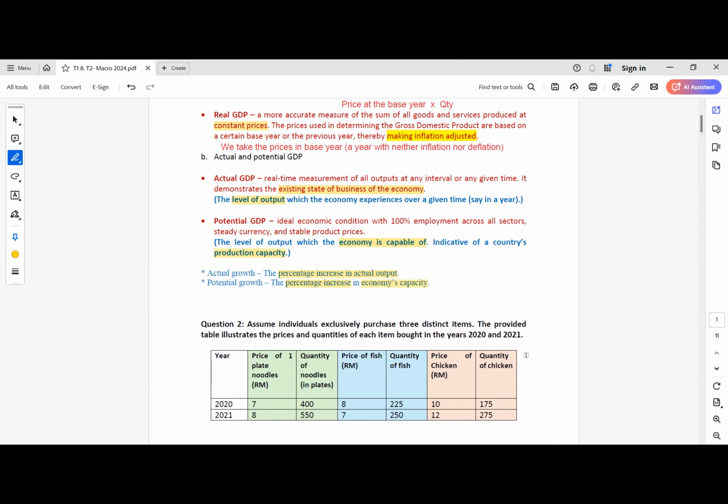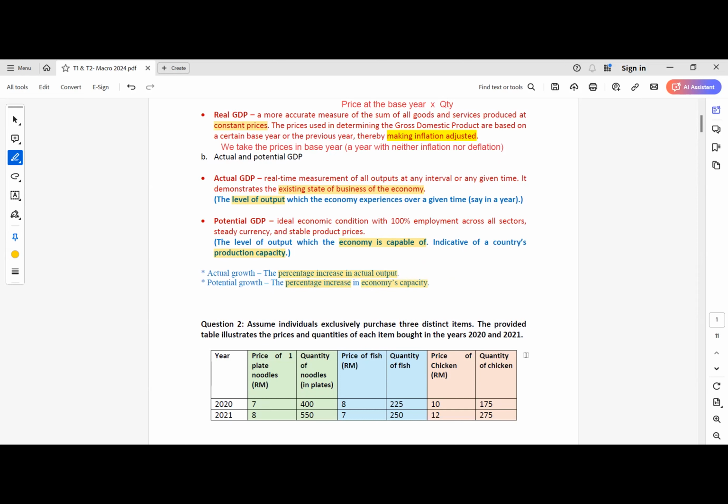Okay, now let's have a look at this calculation question. Assume individuals exclusively purchase 3 distinct items. The provided table illustrates the prices and quantities of each item bought in the years 2020 and 2021. Now, you are actually being provided with 3 items. I put it in colors, easier for you to see, but in your study guide, I think it is a bit messy, so never mind. I put it in colors like this already, easier to see. You can see that there are 3 items here.